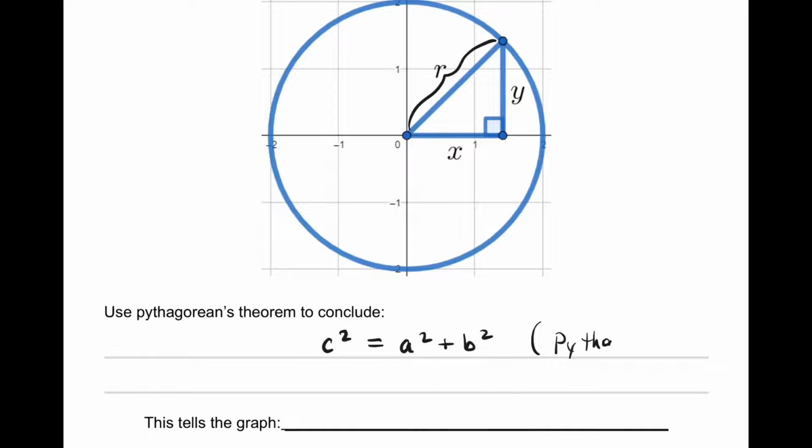Okay, that's the Pythagorean theorem. The next step, my r is my c. My r is my longest side, so r squared goes right there. All right, and then x is my a, and then b is my y, and we can switch those if we need to. Ooh, I wrote b twice. Let me fix that.